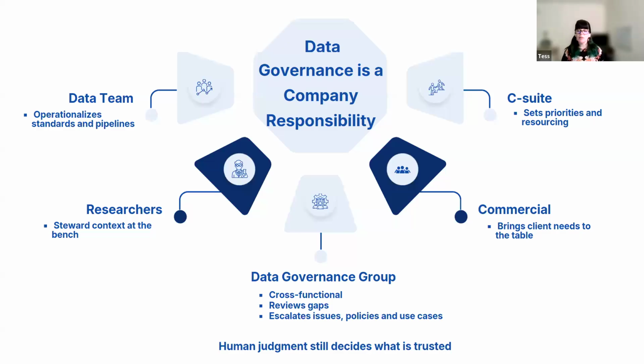So I touched upon this a little bit, data governance group being something cross-functional, but every team has a different responsibility in your data strategy and data governance. It really is a company responsibility and not something that should be siloed to just a data team or IT, if you will. So your data team is really the ones operationalizing the standards and pipelines. They're the ones that are often looking at your data analysis, your data science. Maybe they're implementing some AI strategy as well.